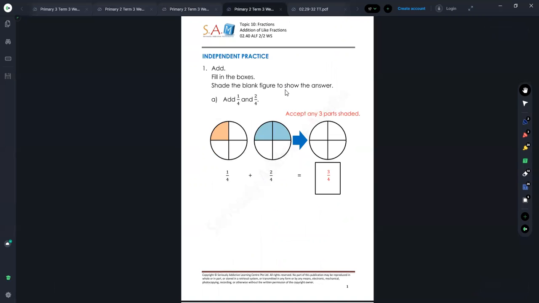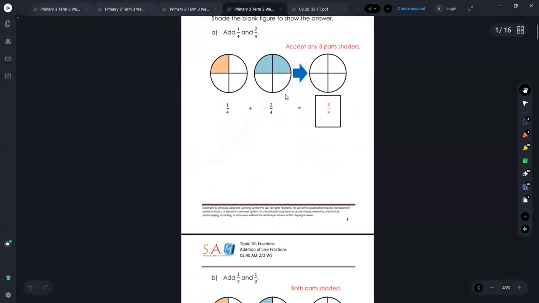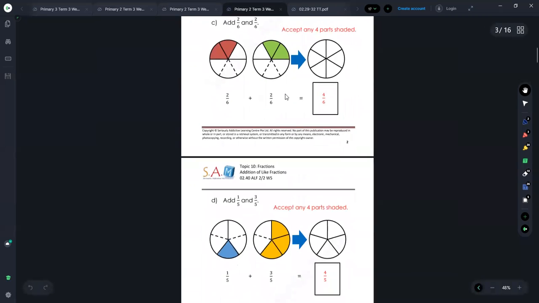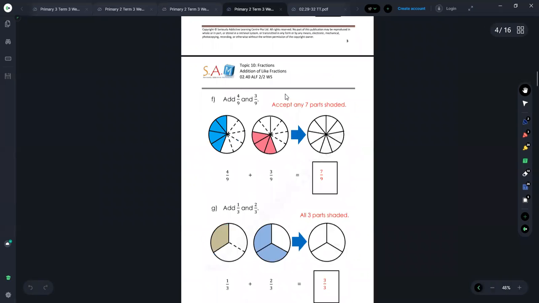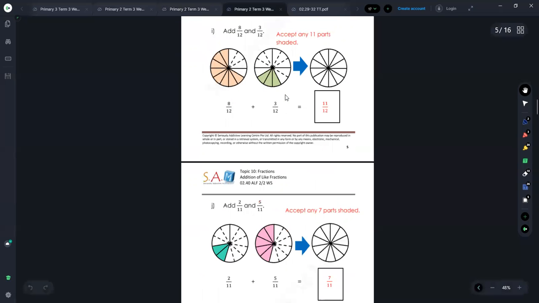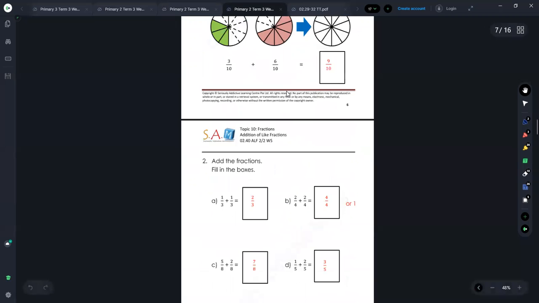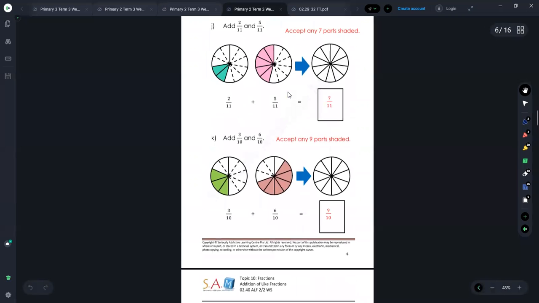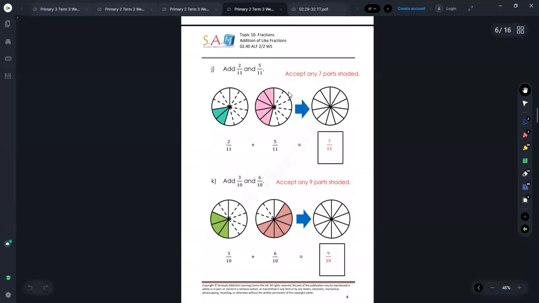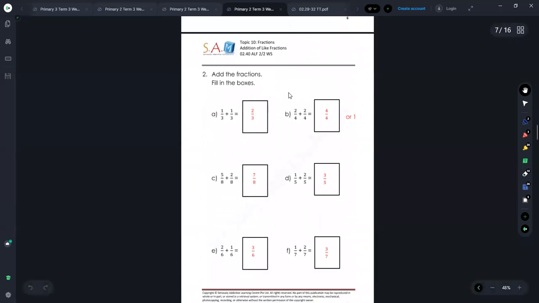Let's move on to independent practice for addition of like fractions. Some of these questions I found a bit repetitive, so you may just pick a few on your own to get them to do. I would suggest perhaps page 6. Get them to do J and K.